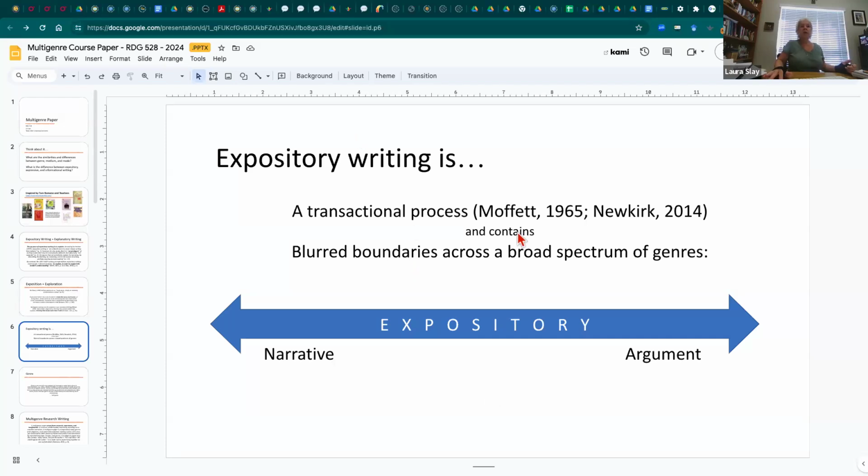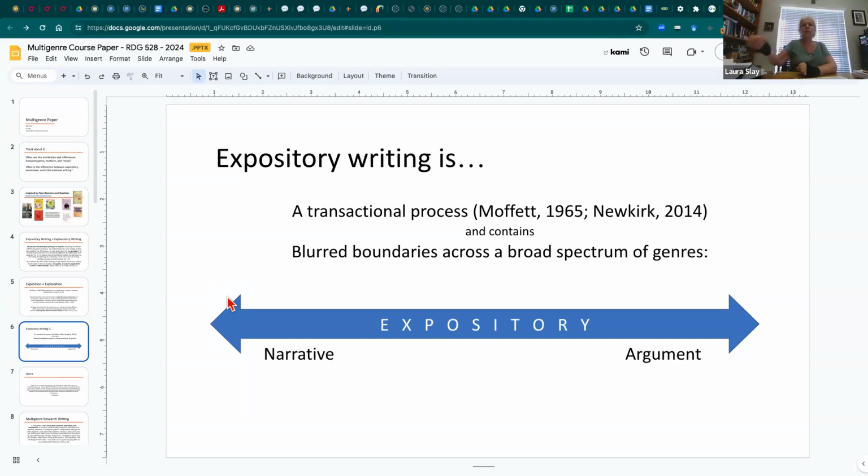So Moffett and Newkirk talk about it being a transactional process. It's a transaction between what the author wants to say and the writing tools and the medium by which they are trying to explain it, and the information. And it's all blurred boundaries across a spectrum of genres. If we wanted to, we could start to talk about the subgenres for narrative and the subgenres for argument, but I think this tries to encapsulate the concept.